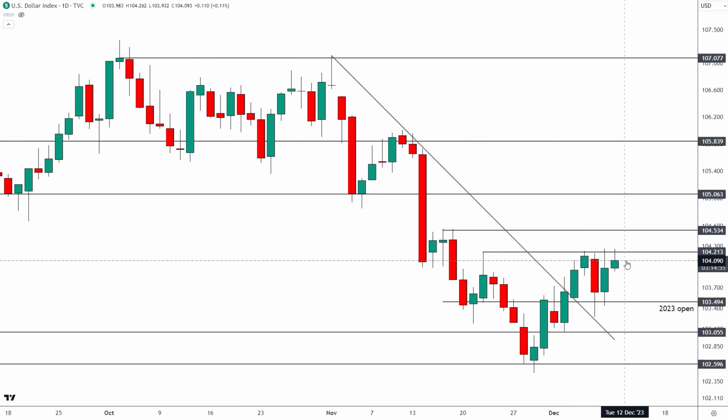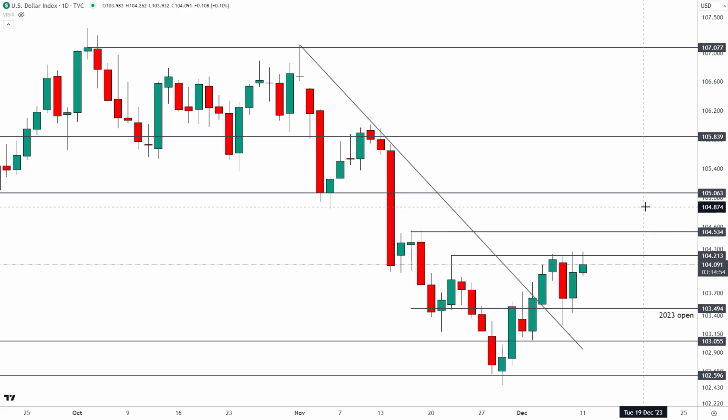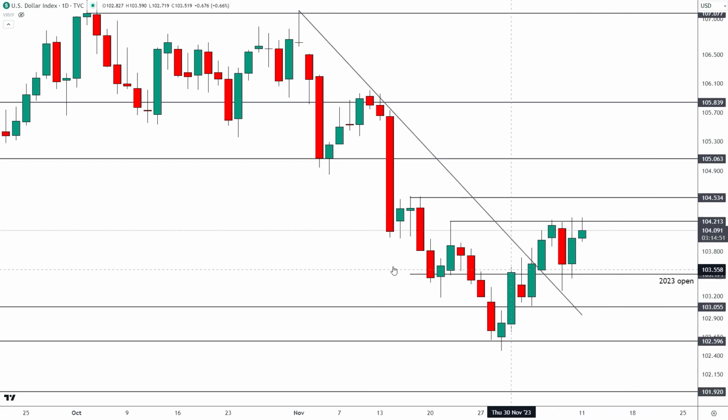So looking here at the DXY, going into FOMC this week, we do have the market just moving sideways here. This level right around 103.50, this is the 2023 open. So this is going to matter for the dollar as we head into FOMC, because clearly the market is holding above that right now. You can see where last week did test that. We got a wick below. Okay, so the DXY swept that level, and so far it is holding above that.